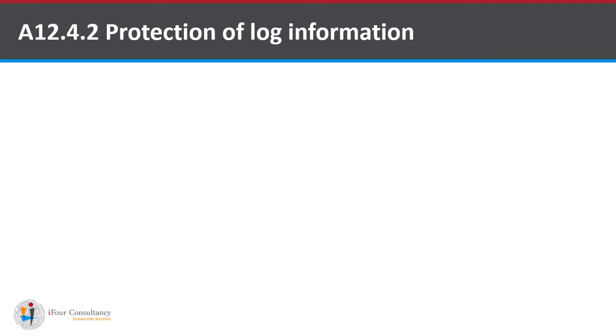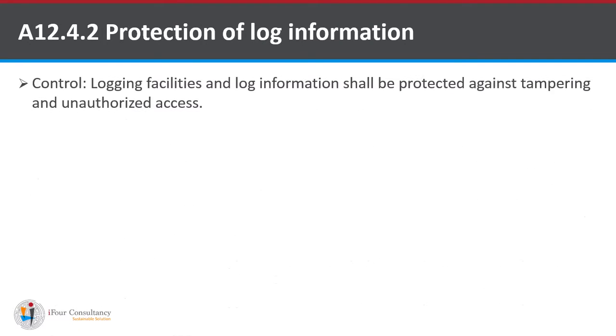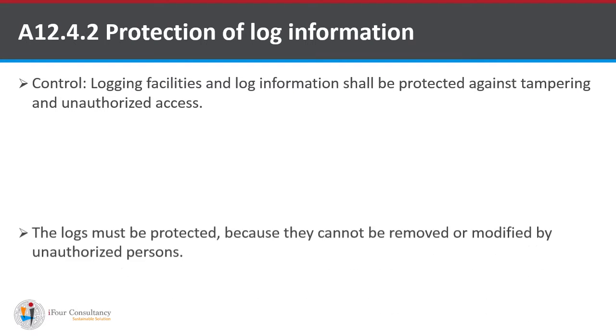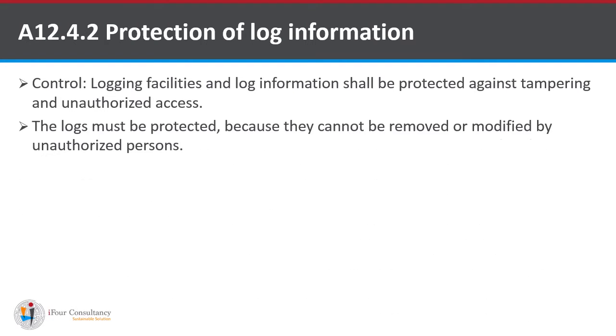A12.4.2 protection of log information. What is the control that is specified in the ISO 27001 standard? The control states that the logging facilities and the log information shall be protected against tampering and unauthorized access. These logs must be protected because they cannot be removed or modified by any unauthorized persons such as a hacker.